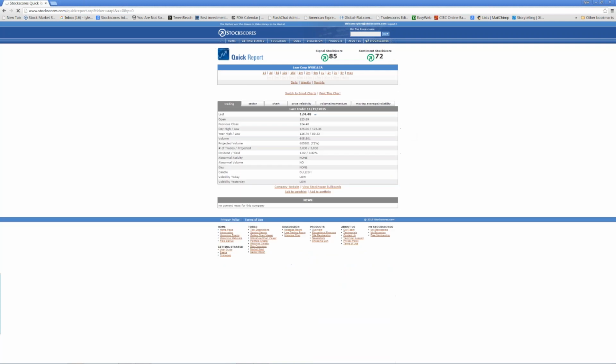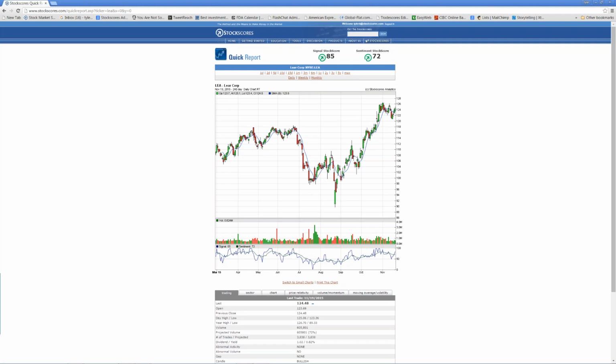LEA. Lear Corp, good hold. I wouldn't buy it here, but if you own it, I would hang on to it as long as it doesn't close below 120.